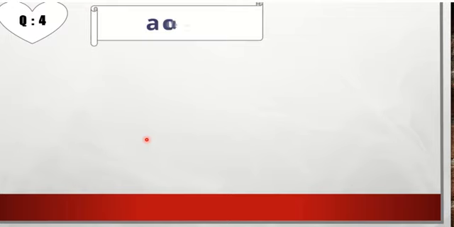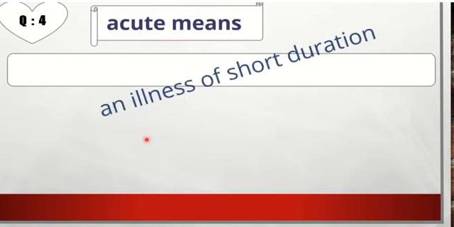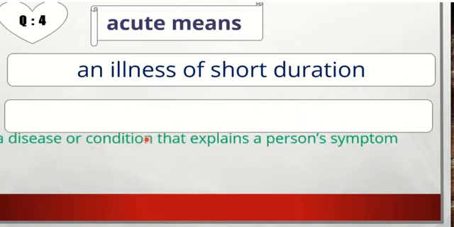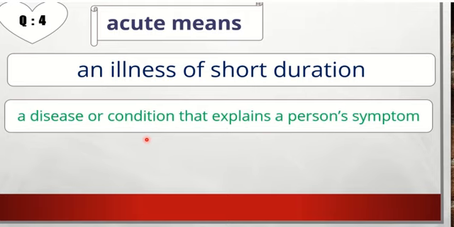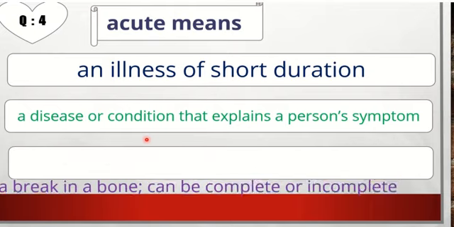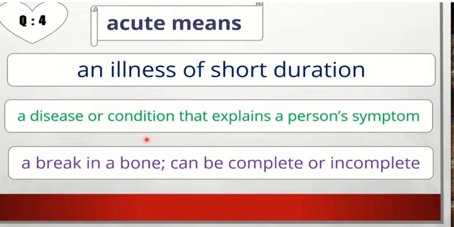Question 4. Acute means: an illness of short duration, a disease or condition that explains a person's symptoms, a break in a bone can be complete or incomplete. Differentiate well between acute and chronic, and between signs and symptoms. They are very, very important and never miss an exam.